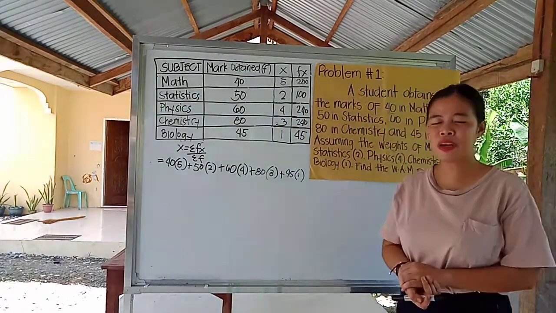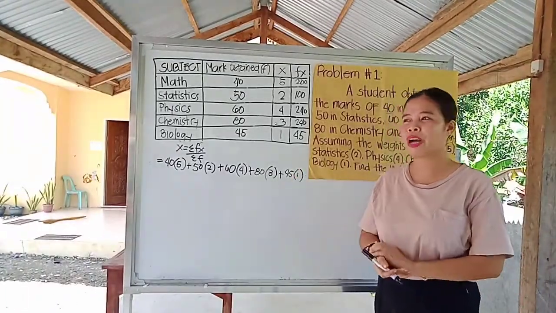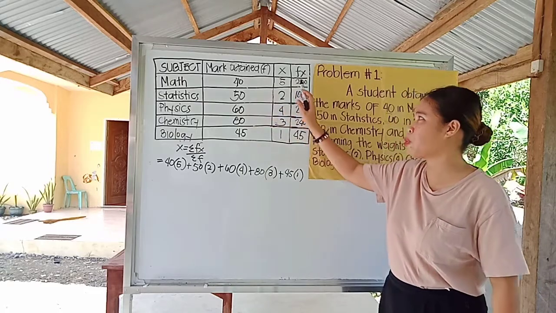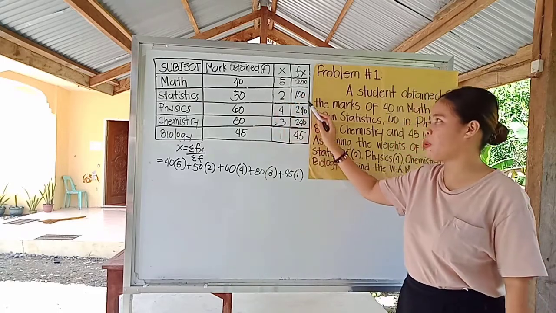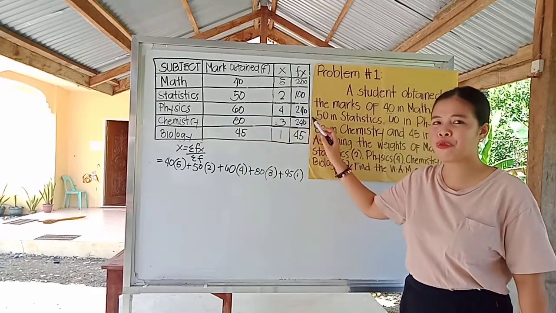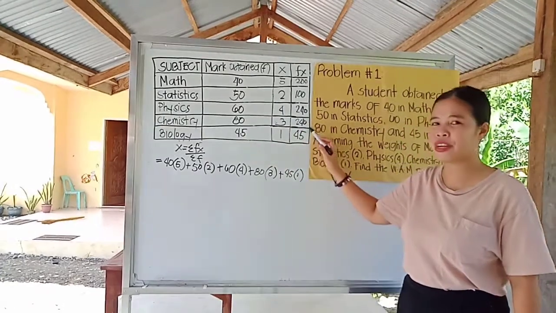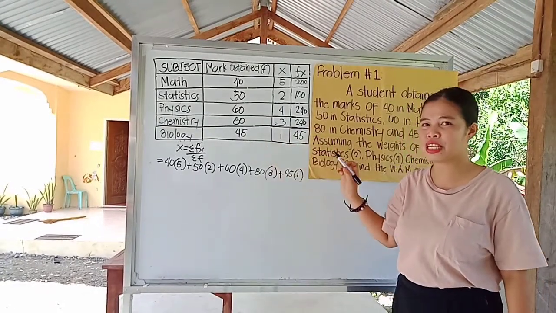Now, the sum of all products per subject in math is 200, in statistics is 100, in physics is 240, in chemistry is 240, and in biology is 45.